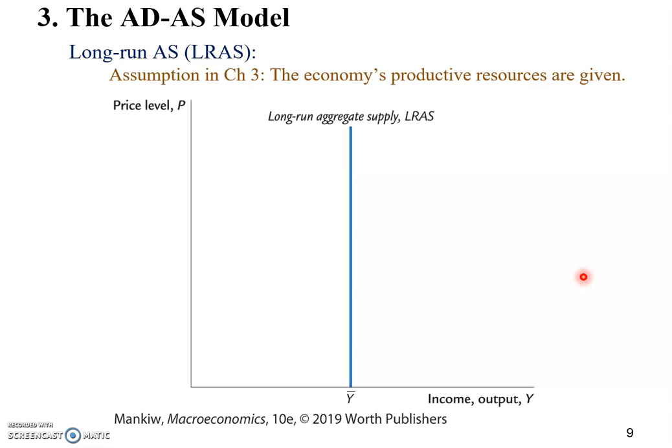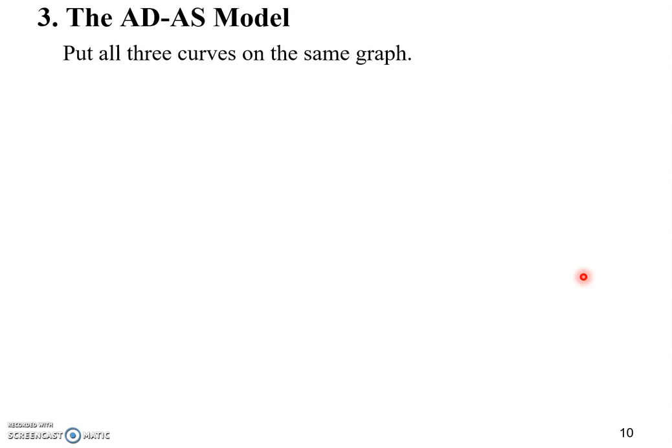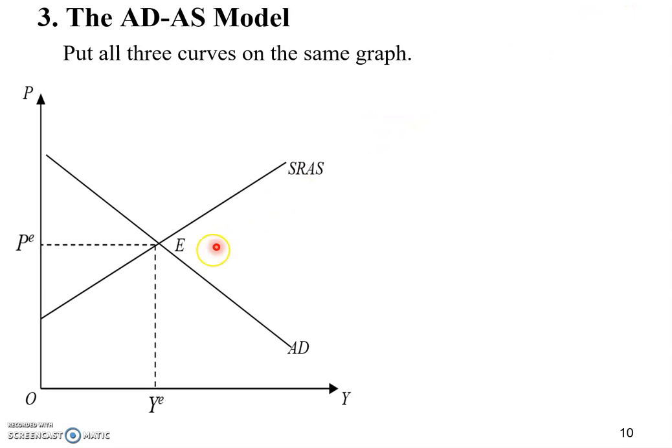All right, now let's come back and put all three curves on the same graph. There are three possibilities, or three possible graphs. The first one, again, we put the aggregate demand, which is downward sloping, and the short-run aggregate supply curve, which is upward sloping. So we should be able to find the intersection between these two curves, which is the equilibrium point, E, and then this is the overall price level at the equilibrium, and this is the equilibrium output.